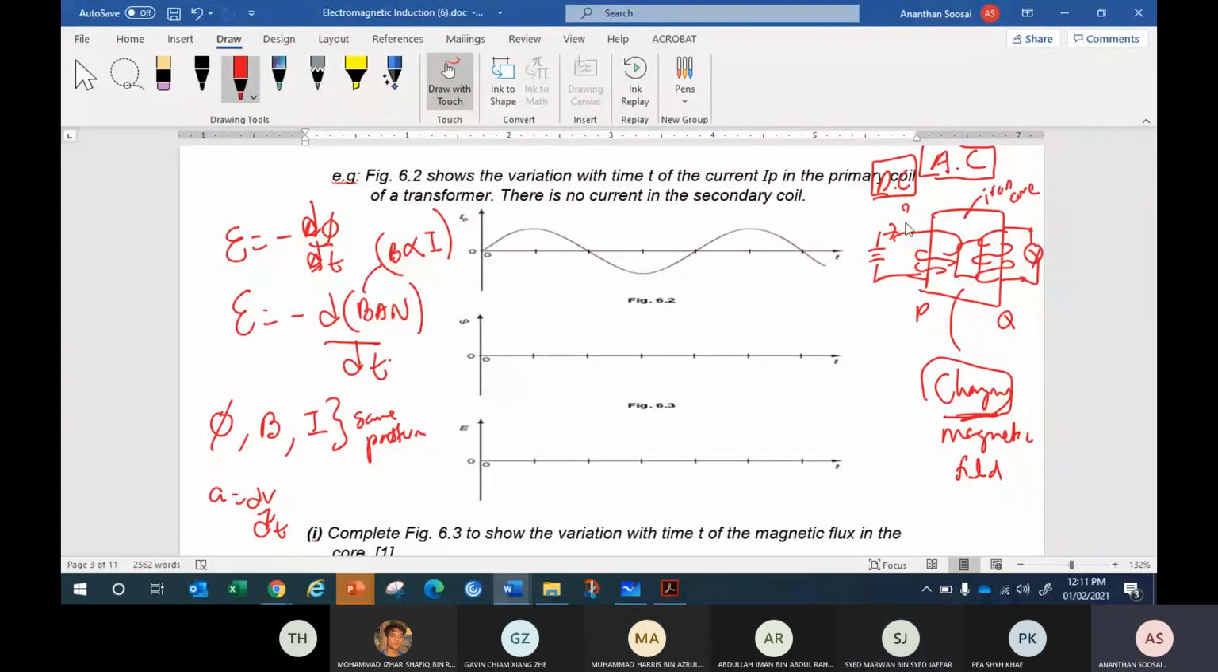Okay, so the primary current flowing in the transformer was shown here. It's a sinusoid. What will the flux change in the secondary coil look like? What shape? Because B and flux have the same shape, the current is a sine, so the flux will also be sine. It will be a sine graph.